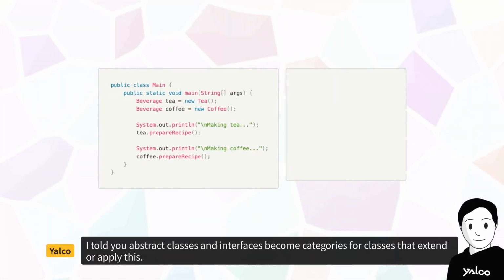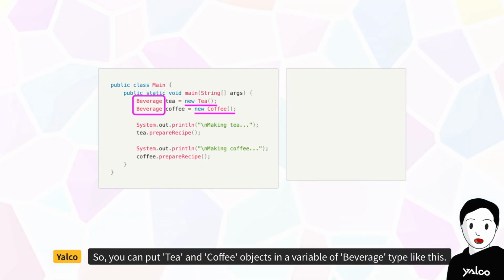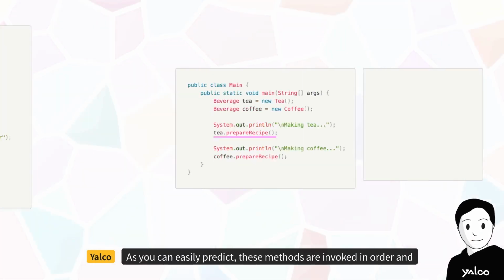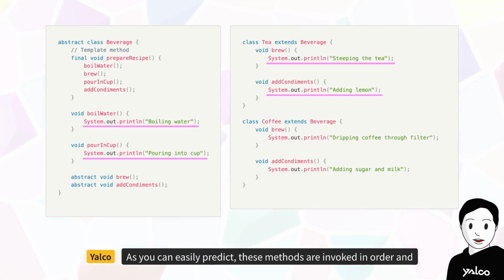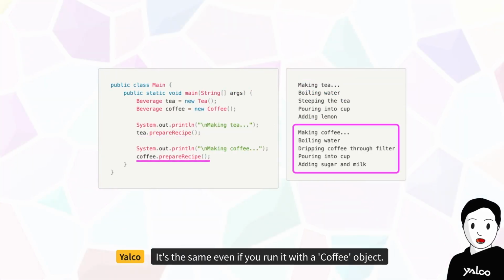I told you, abstract classes and interfaces become categories for classes that extend or apply this. So, you can put tea and coffee objects in a variable of beverage type like this. Firstly, let's try to invoke the prepare recipe method from a tea object. As you can easily predict, these methods are invoked in order, and you can see that such a result is output. It's the same even if you run it with a coffee object.